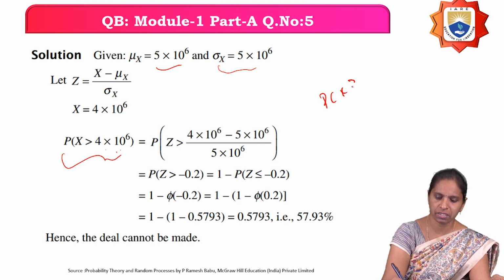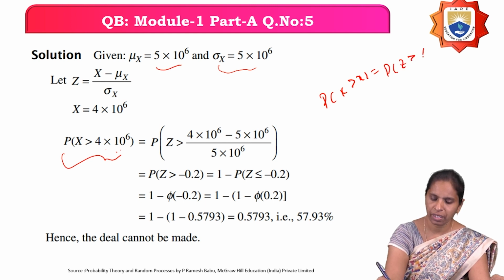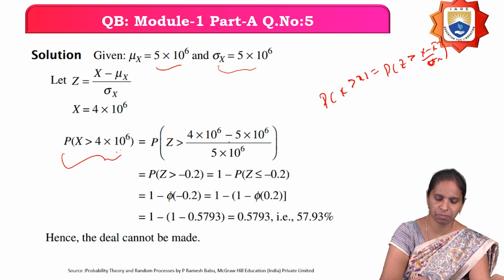So P of X greater than x, nothing but P of z is greater than (x minus x bar) by sigma x. Therefore, P of z is greater than... what is x here? 4 into 10 power 6 minus what is x bar? 5 into 10 power 6 by sigma x. What is sigma x here? 5 into 10 power 6. Nothing but P of z is greater than or equal to minus 0.2, nothing but 1 minus P of z is less than or equal to minus 0.2.